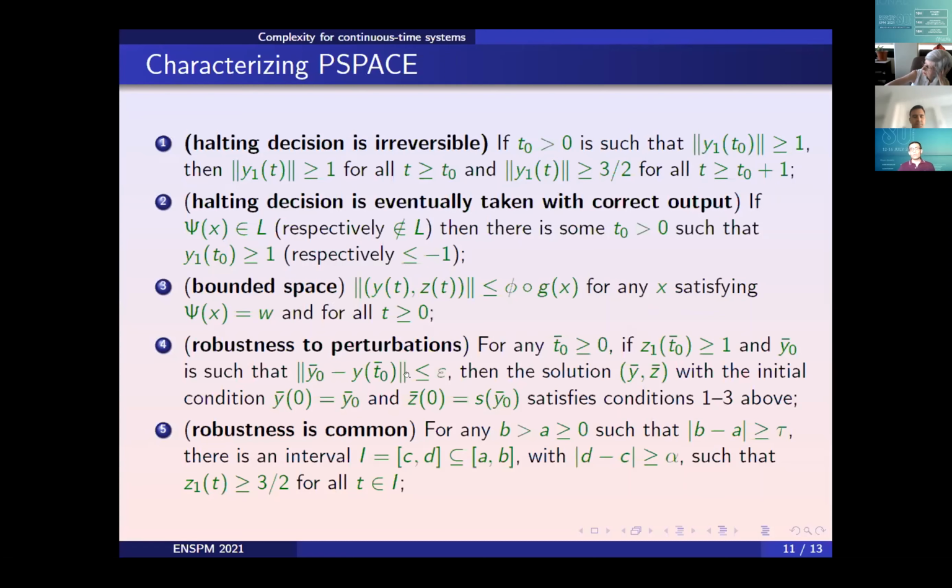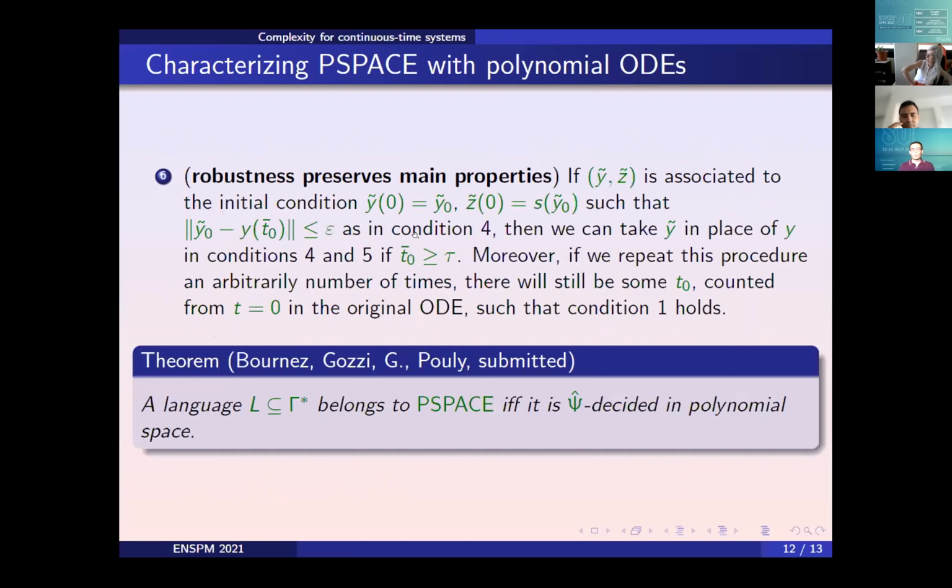And you have the robustness to perturbations: if some variable here signals Z1, signals that it's bigger than one, it signals that you can stop the computation and store the value of these variables, and actually you can store it with some error, which is fixed. And if you restart the computation, like in a Turing machine, not from the exact value but from the approximate value, you continue to decide exactly the same thing. You have some notion of robustness, that you can sample in a common way. And moreover, you can repeat this procedure over and over without problems.